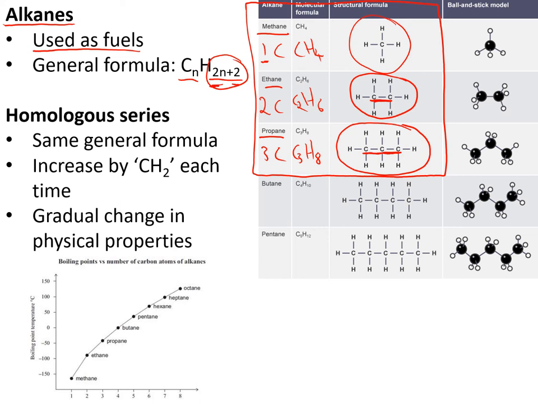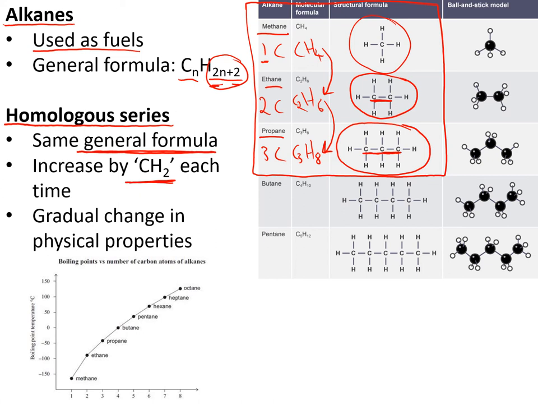Now, the alkanes are an example of what is called a homologous series. This is a family of closely related chemical compounds that have the same general formula, but they differ by CH2 each time. So if we think about going from methane to ethane, we've gained one more carbon and two more hydrogens, i.e. CH2. If we go from ethane to propane, we've gained one more carbon and two more hydrogens, another CH2.